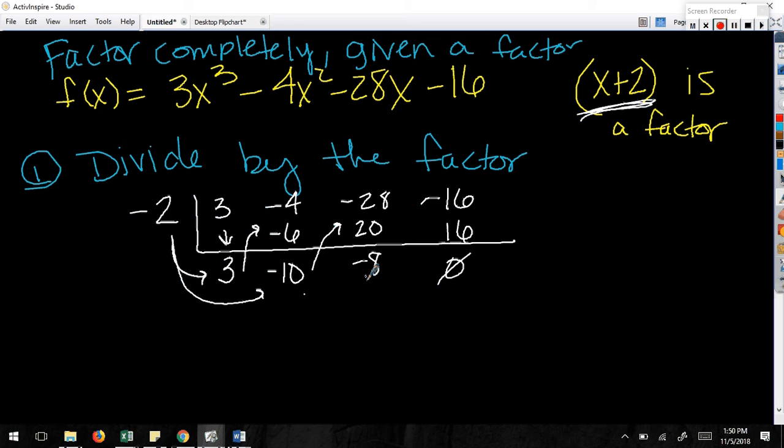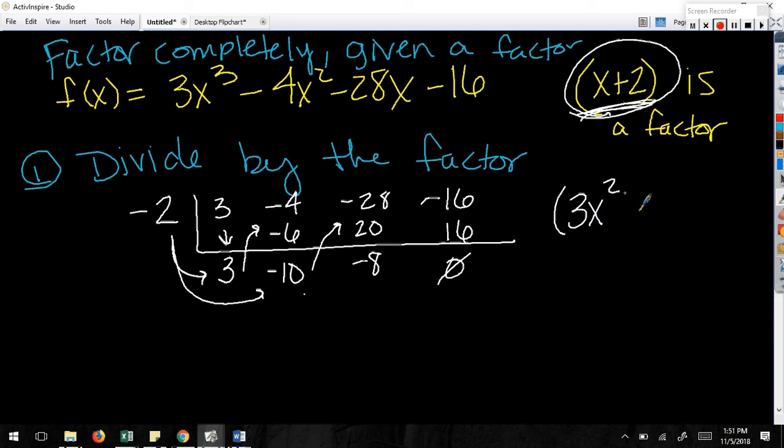The only thing we've done right now is we've divided. We have confirmed that x plus 2 is a factor. And in fact, another factor of this polynomial is what? Interpret the answer. When you divide by a factor, you get a factor. So give me another factor. When you divide by the factor x plus 2, you get another factor, which is the answer. So what's the answer when you divide it?